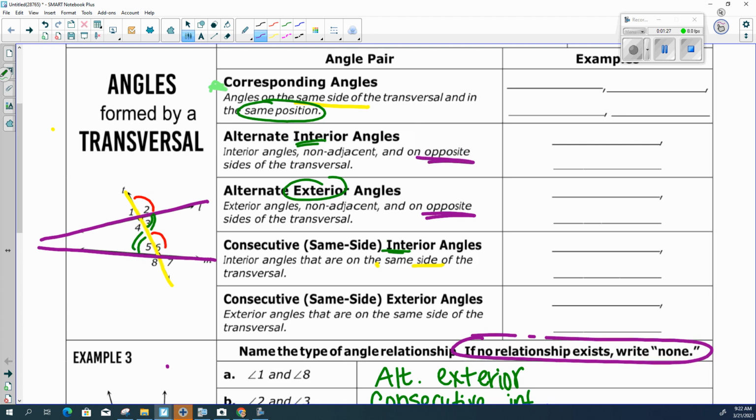Alternate interior. Okay, don't tell me. You're set. Will you read about alternate exterior angles?